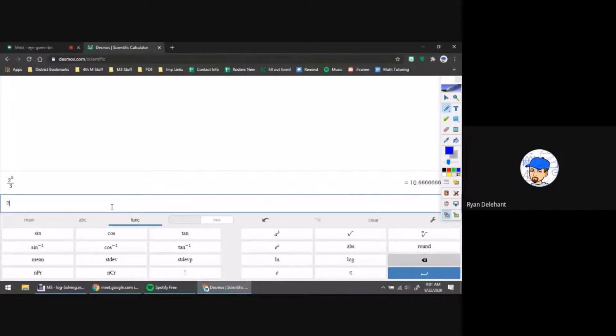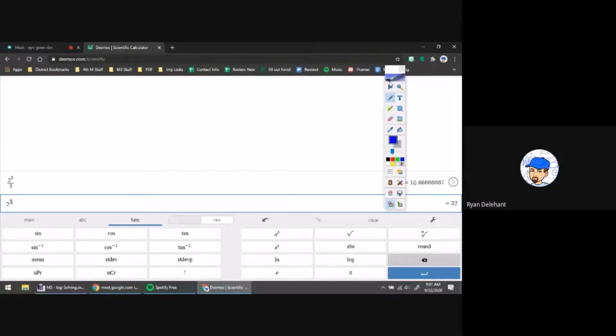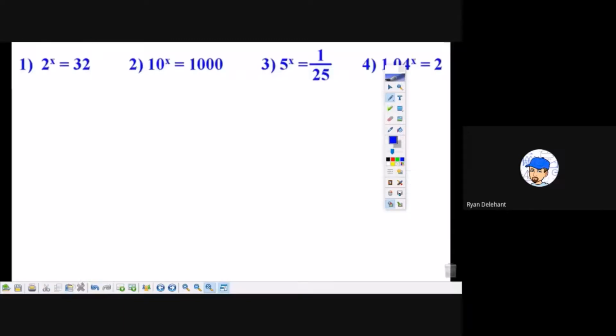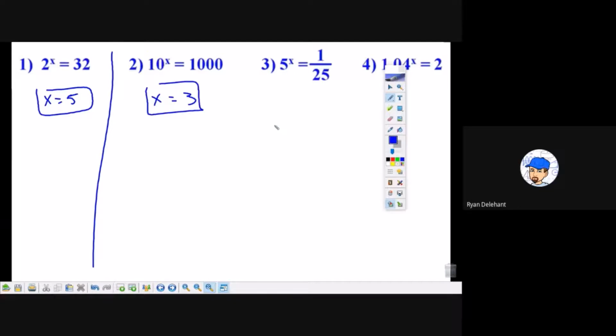You could say, well, I think it might be 2 to the 5th. That's 32, so it's not 2 to the 6th, that one gave me 64. That's what we were looking for, wasn't it? No, it was 2 to the 5th. So I could guess and check this one to find it's 2 to the 5th. I know 10 to some power will give me 1,000. I know that that one is 3. I could guess and check that one.